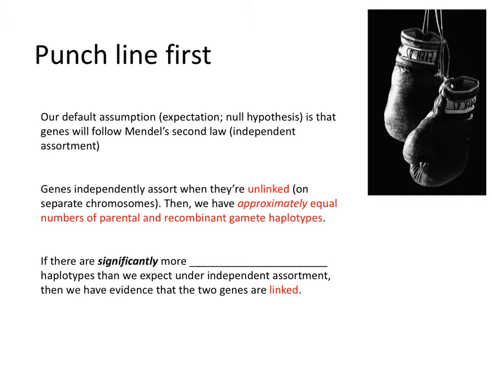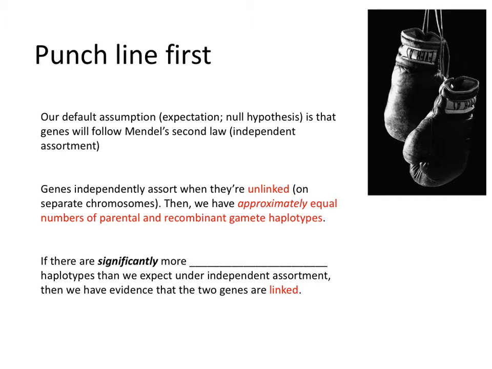If there are approximately equal types of parental and recombinant haplotypes or gametes, that's the information we need to know that two genes are unlinked. When independent assortment is occurring, we get equal numbers of parental types and recombinant types. So, fill in the blank. If there are significantly more of which type of haplotype, then you have evidence of linkage. If you have more parental types than you expect, that means recombination is not happening between the two genes you're looking at. That means they're linked.